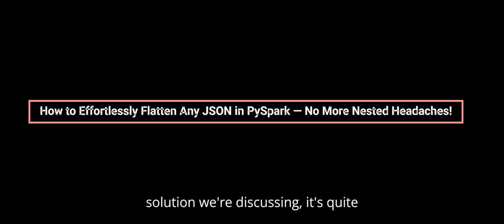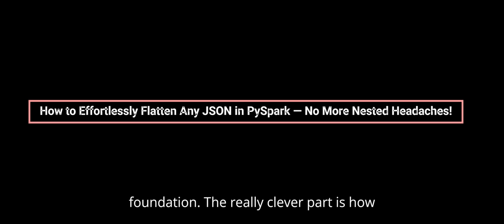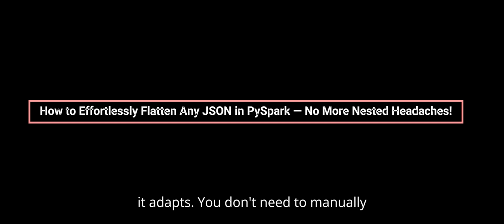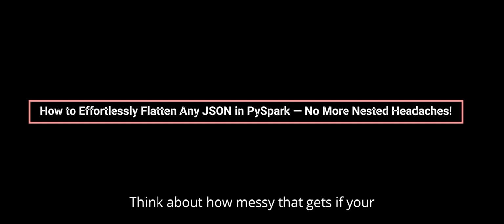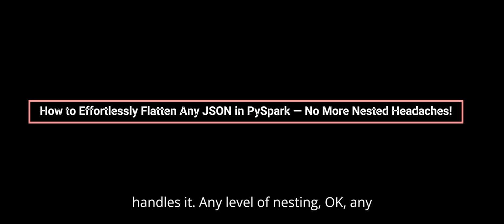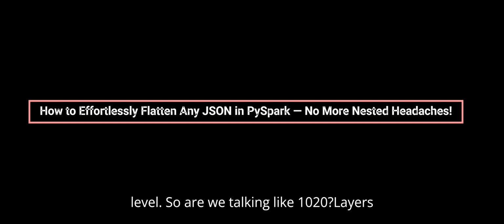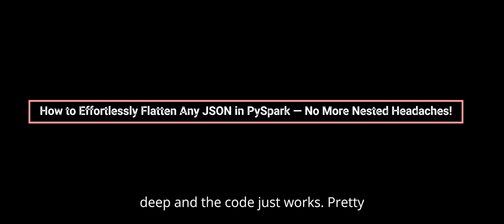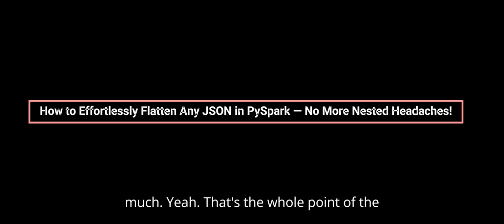Right, and the solution we're discussing, it's quite elegant. It's this recursive function, flatten JSON. The really clever part is how it adapts. You don't need to manually write code for every single level. Think about how messy that gets if your schema changes, right? This function just handles it. Any level of nesting. Okay, any level. So are we talking like 10, 20 layers deep, and the code just works? Pretty much, yeah. That's the whole point of the recursion.